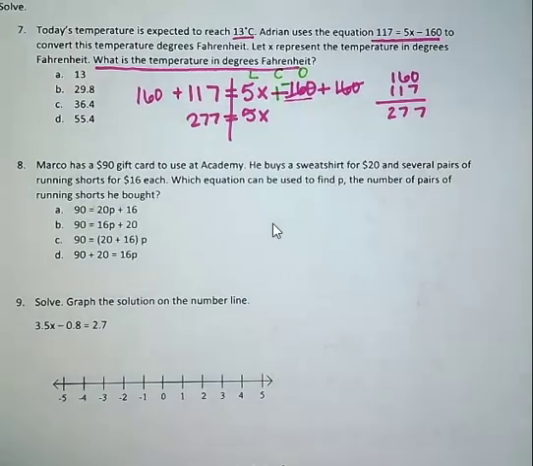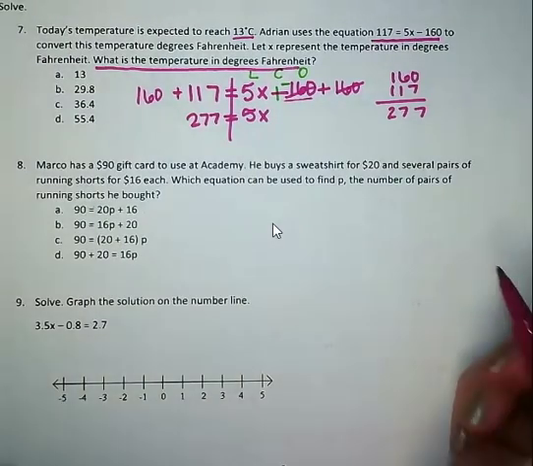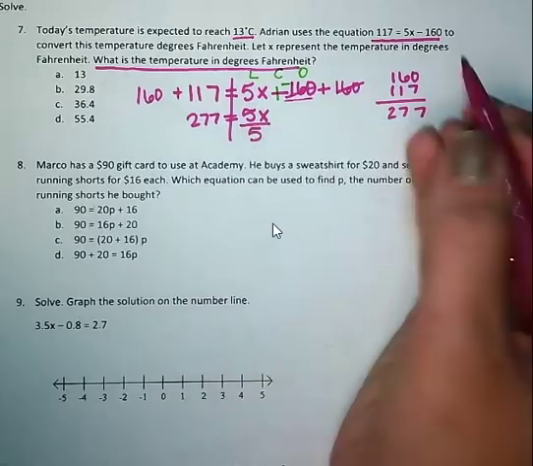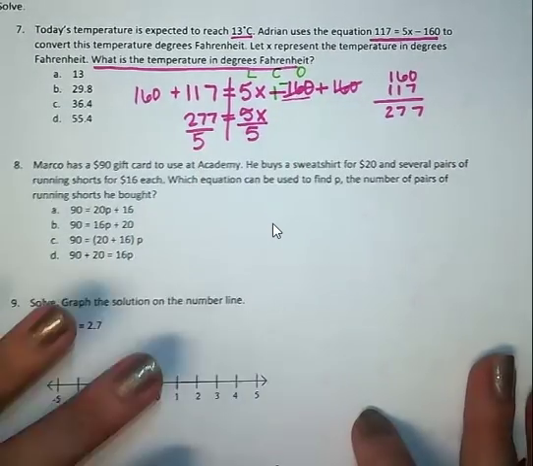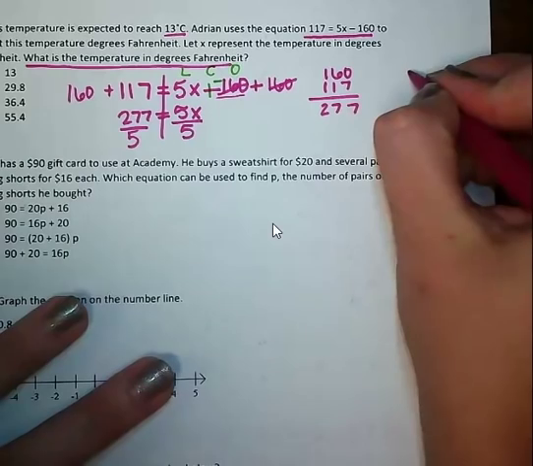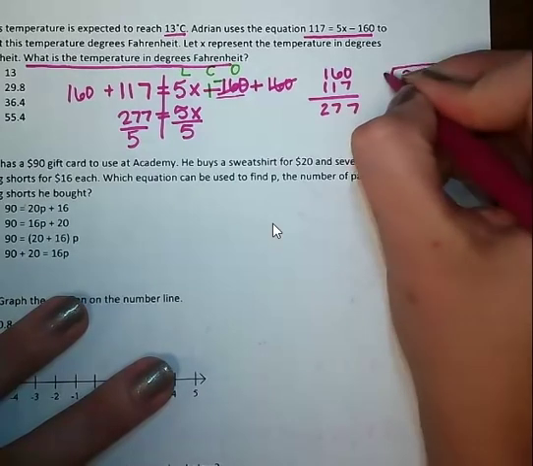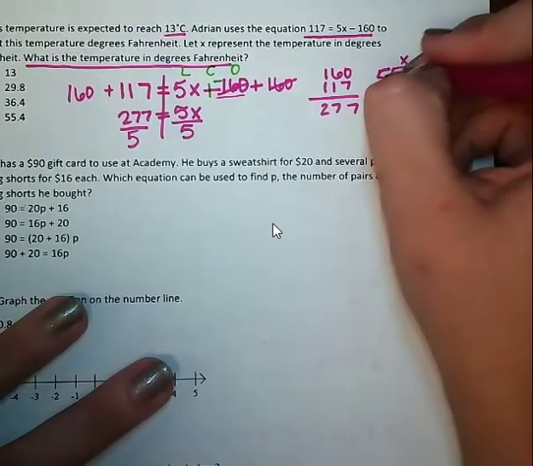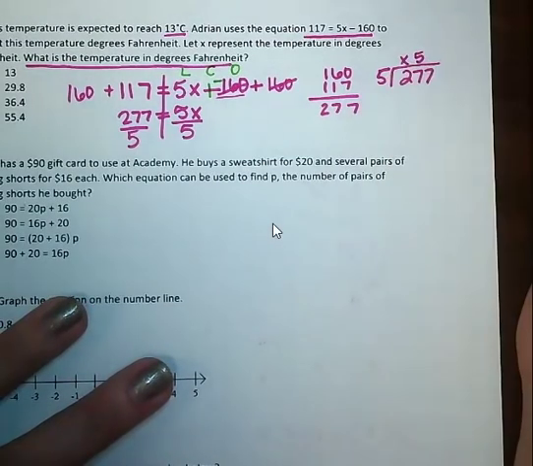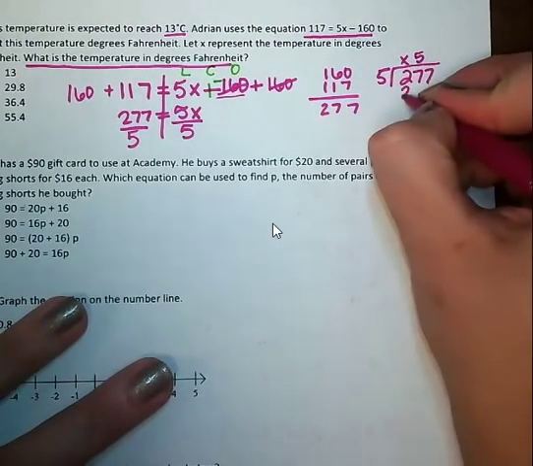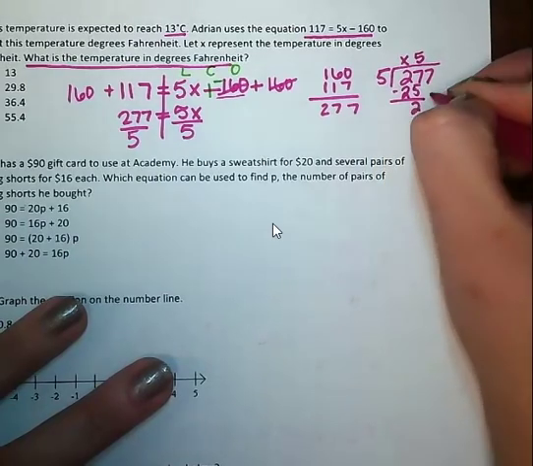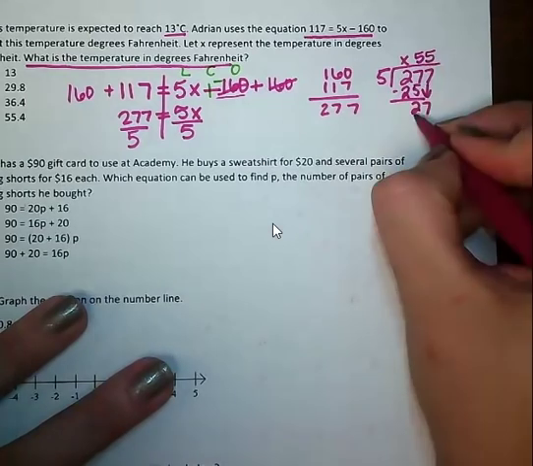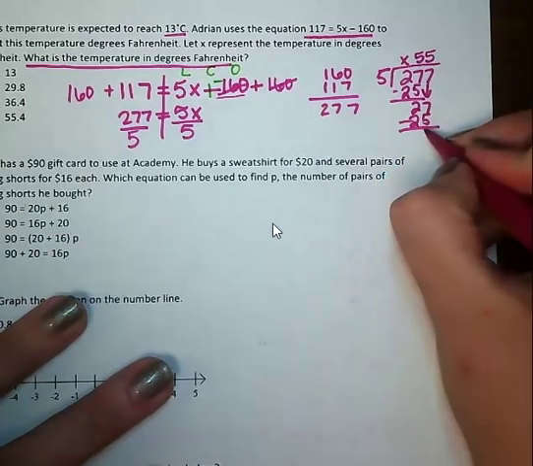Okay, so then from there I need to do the last step, and that's to get rid of the coefficient. So to get rid of a times 5, I divide by 5. Okay, and I can probably come out here and do that. 277 divided by 5. 5 goes into 2, nothing. 5 goes into 27 5 times, and 5 times 5 is 25. Same thing, bring down your 7. 5 goes into 27 5 times, which is 25. And I have 2 left over.